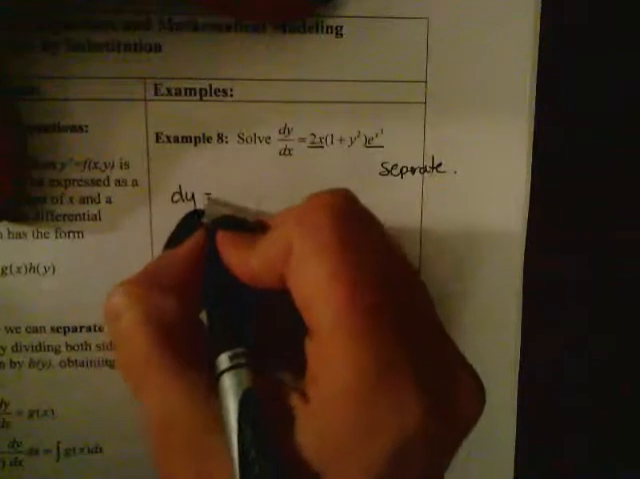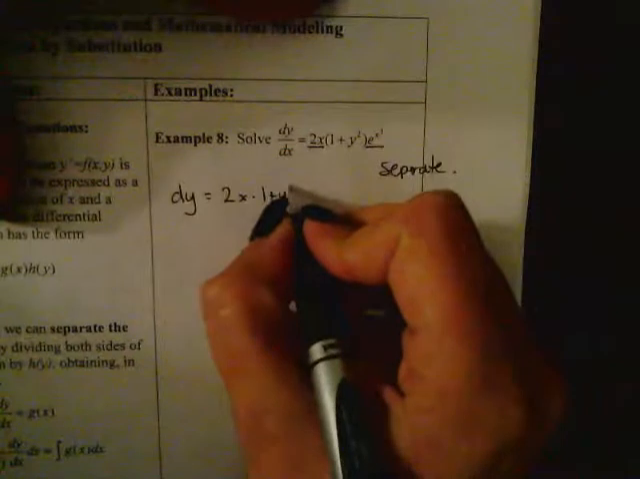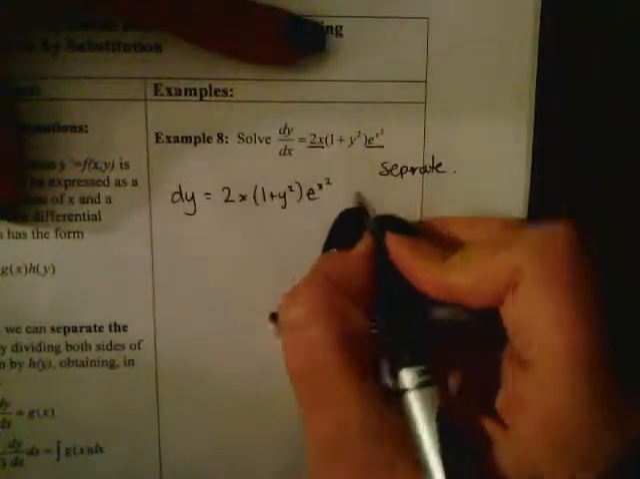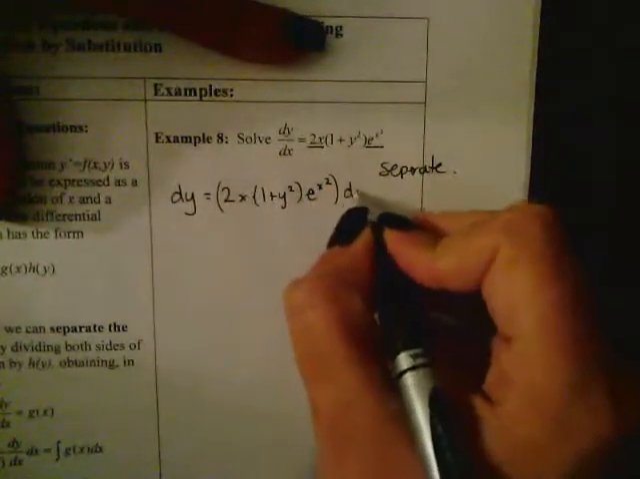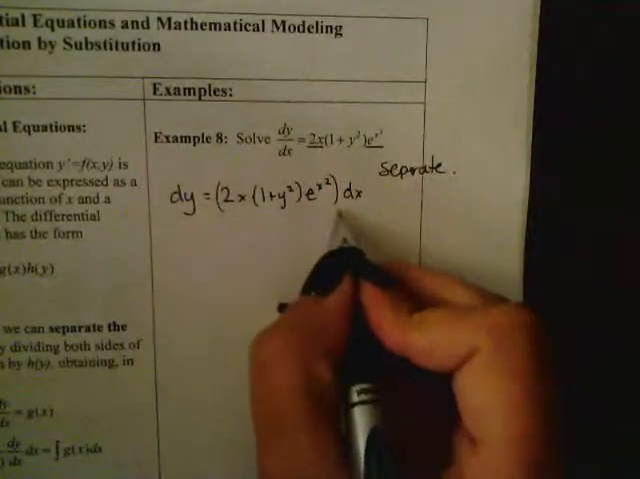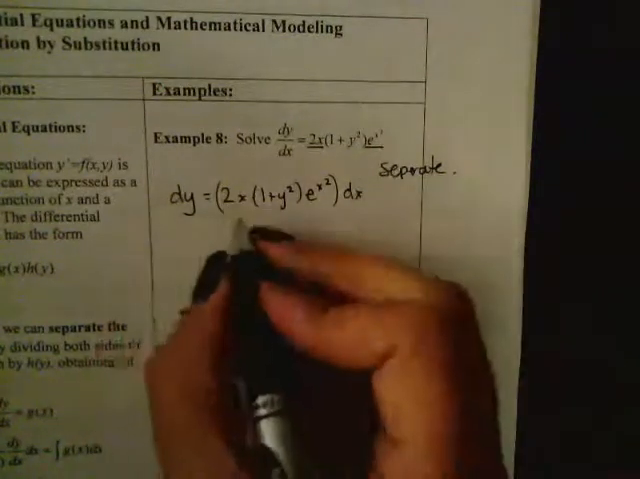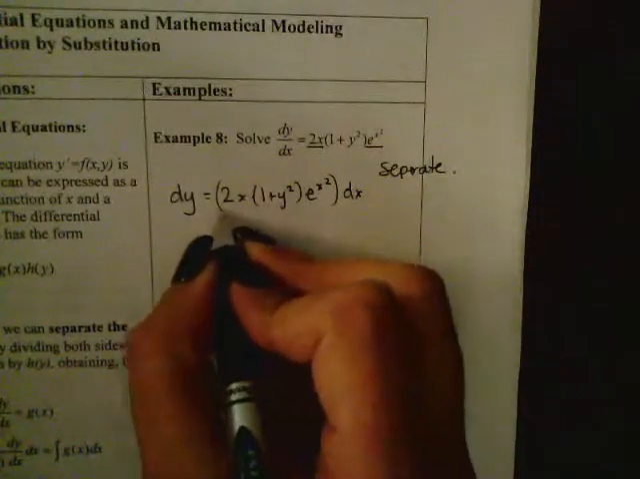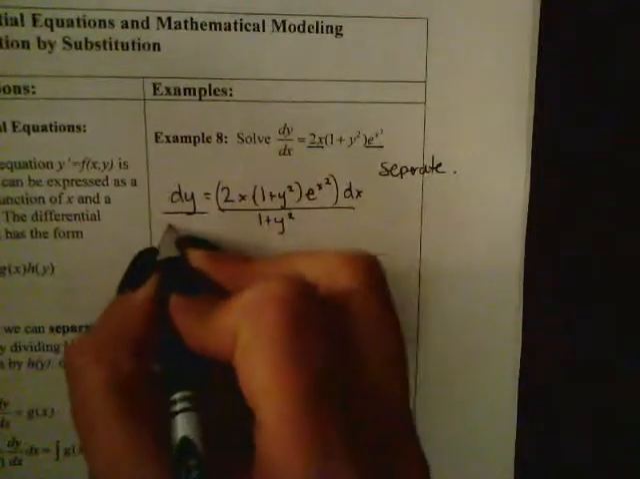So we get dy equals 2x times 1 plus y squared times e to the x squared. So all of this stuff gets multiplied by dx. Since this is all multiplication, I really don't need these parentheses, but I put them there to begin with. Now the only part that has a y in it is this part right here. So I'm going to divide this whole entire thing by 1 plus y squared on both sides.